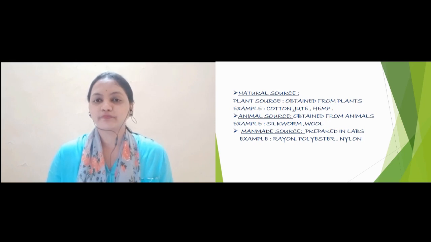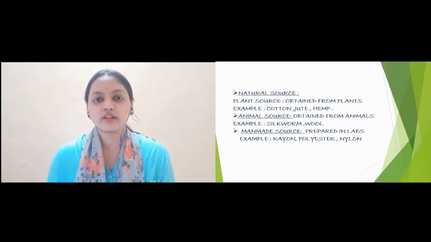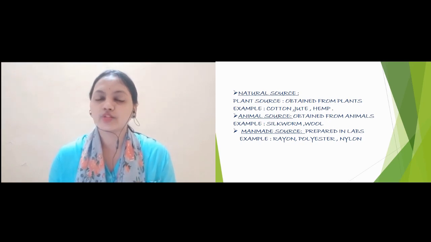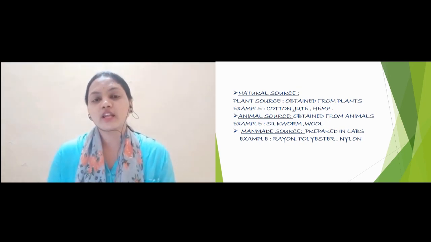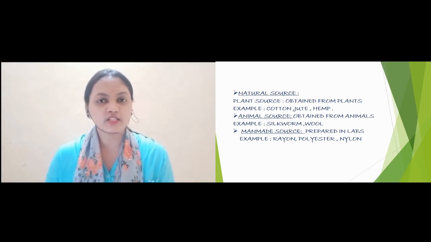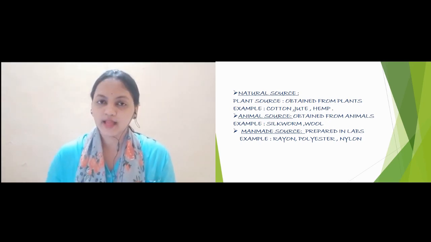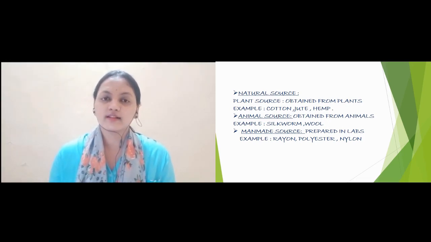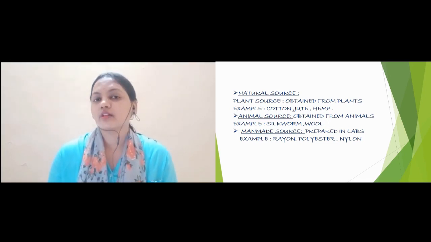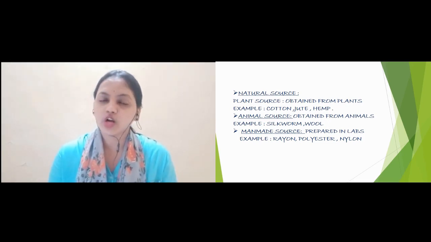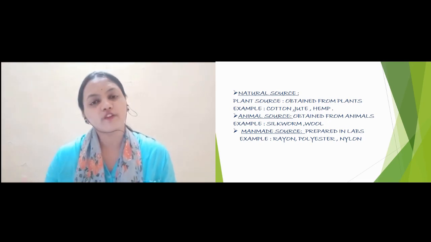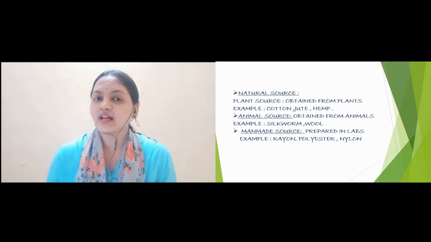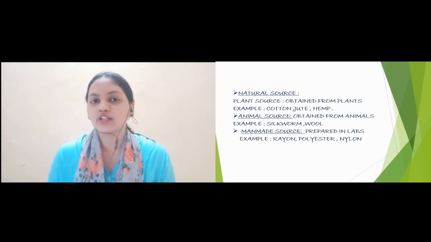So children, I hope that you are clear with the concepts of what is meant by fiber, fabric, yarn, and the classification of fibers according to their sources. Natural sources have two types, animal and plant. In the third source, that is man-made sources, you have examples like nylon, polyester, and rayon. Examples of natural plant sources are cotton, jute, hemp. Examples of animal fibers are silk and wool.